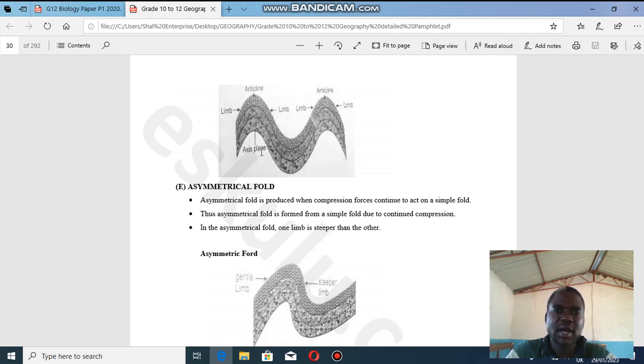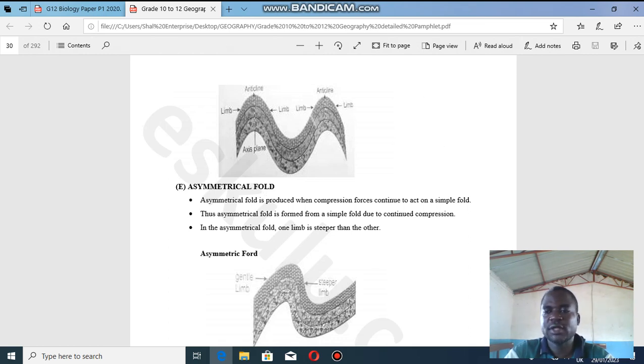This line drawn through the anticline, the axis of symmetry, is called the axis plane, because you can fold this part and this part, they have the same pattern, they can fold exactly. If you cut here and there, you can fold. So this is a simple fold.